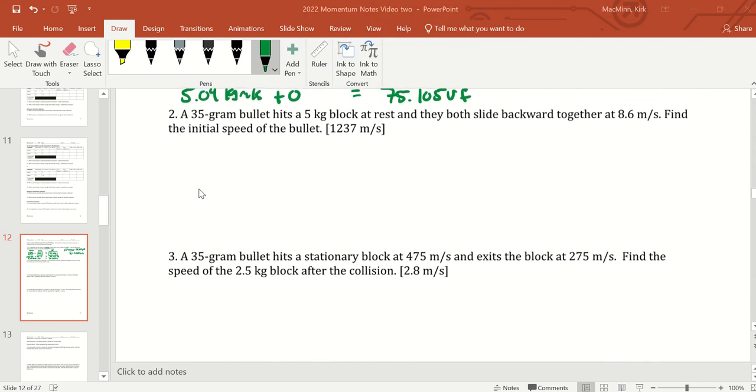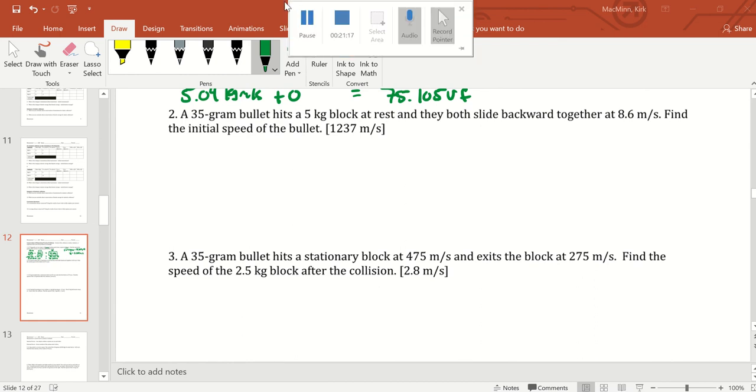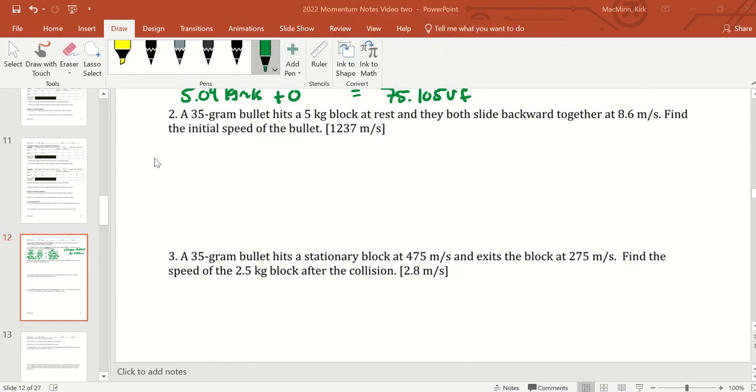Okay, number 2 is a specific application. It's typically called the ballistic pendulum, but we'll just take a look at it in terms of conservation of momentum. So I have a 35-gram bullet. Remember, I have to divide by 1,000. So 35 divided by 1,000 is going to be 0.035 kilogram bullet is going to hit a 5-kilogram block, and then they're going to slide backward together.